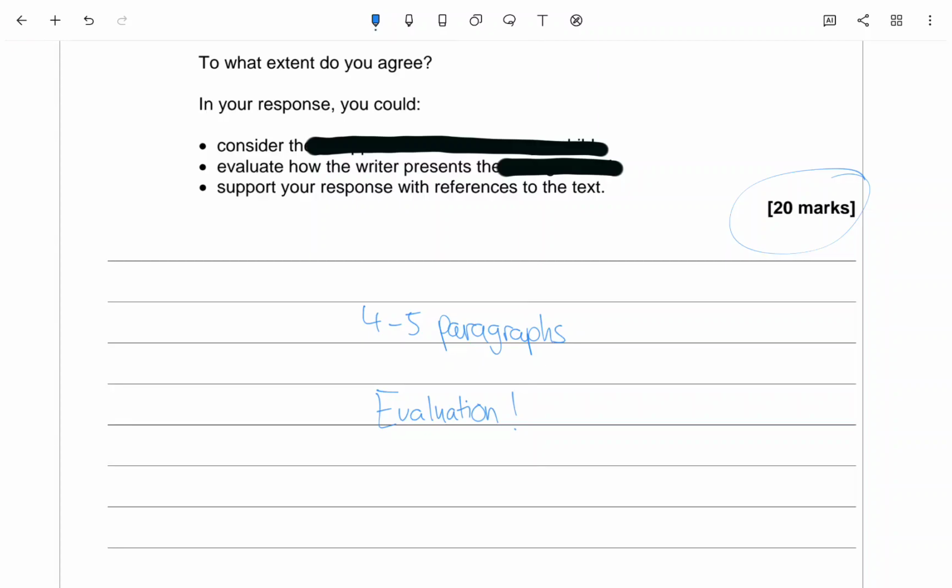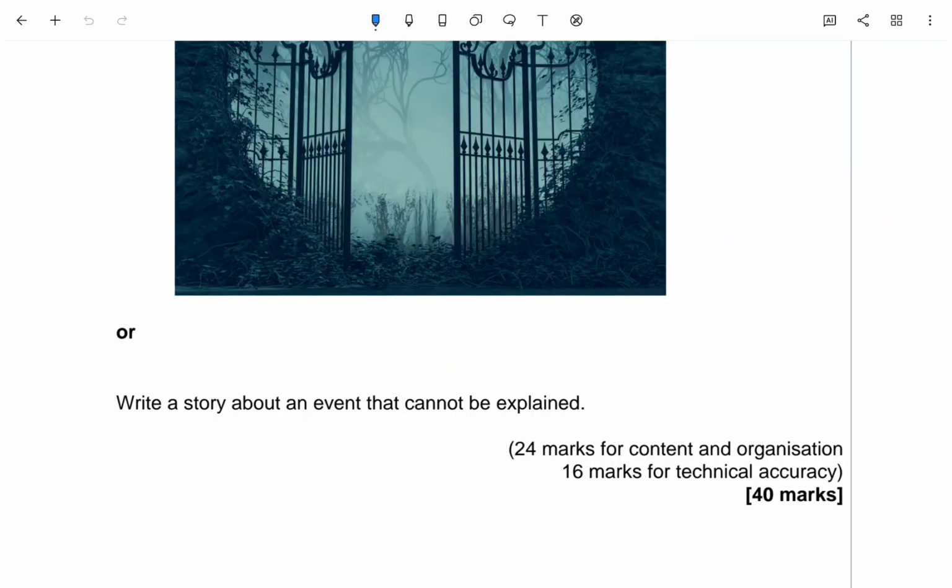The last and final question is, write a story about an event that cannot be explained. So here you are basically writing a story, and in other words, a narrative, and it's worth 40 marks.